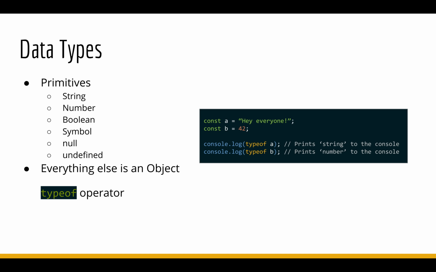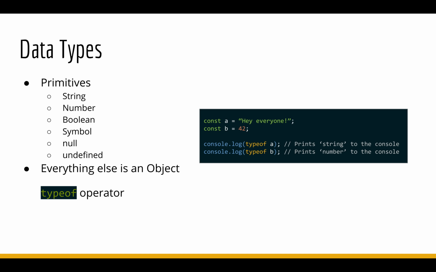JavaScript has similar data types as other programming languages that you're probably familiar with. We have strings, numbers, booleans, symbols, null, undefined, and everything else is an object in JavaScript. Just a couple things to note: we don't have integers and floats. We just have number, and also null and undefined are actually separate primitives. And then everything else is an object.